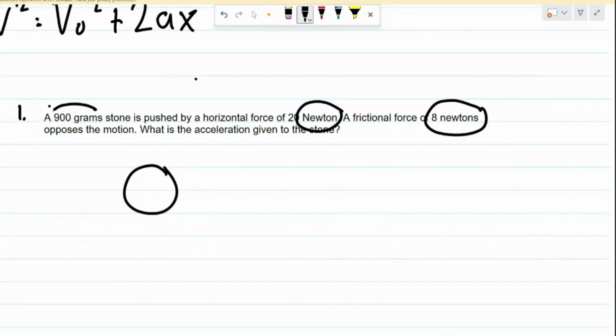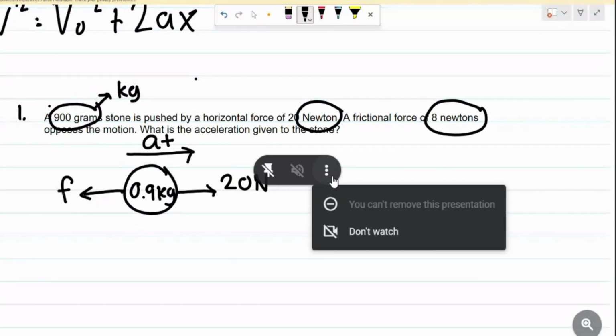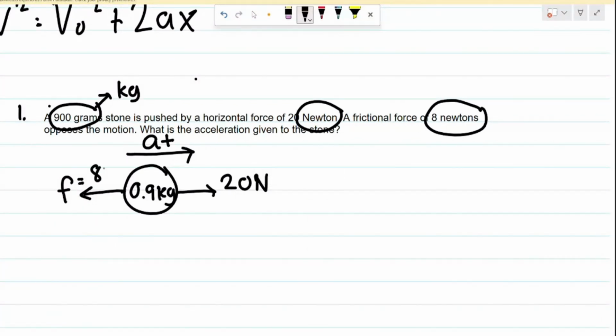So we are going to convert yung ating 900 grams papunta po saan? Sa ating kilograms. And that would be 0.9 kilograms. Okay, nakakaintindihan po ba tayo? So ngayon guys, this would be the mass of our object. This is pushed by a horizontal force of 20 newtons and a frictional force of 8 newtons opposes the motion. Sir, if our object is moving to the right, therefore our acceleration is positive. Therefore, our friction is in this particular direction and this is equivalent to 8 newtons.